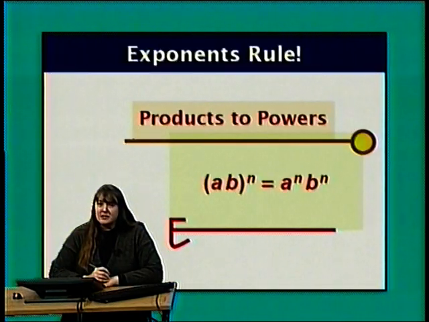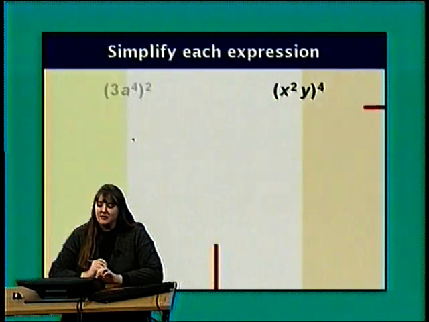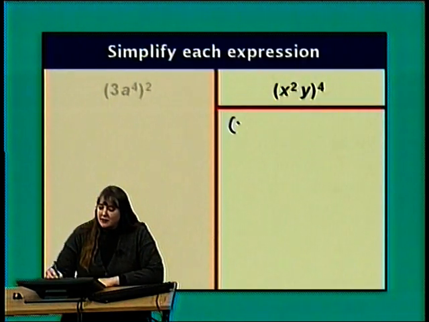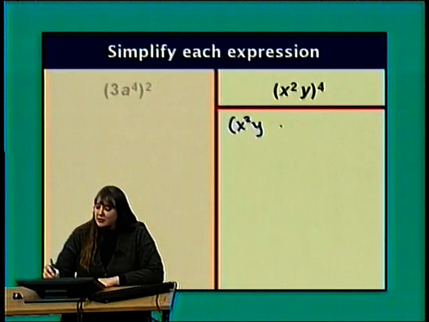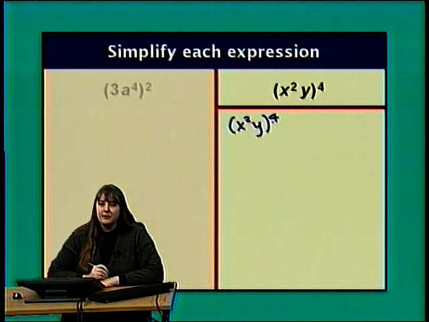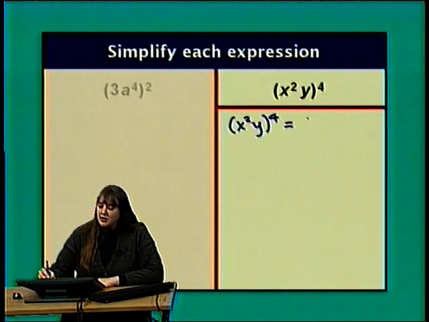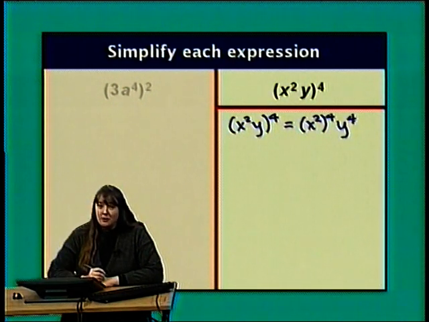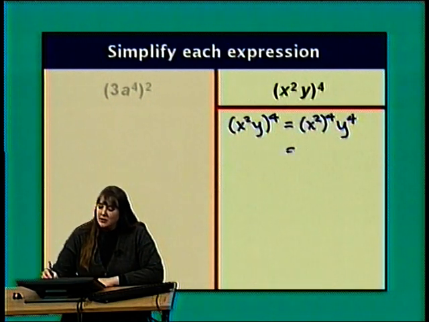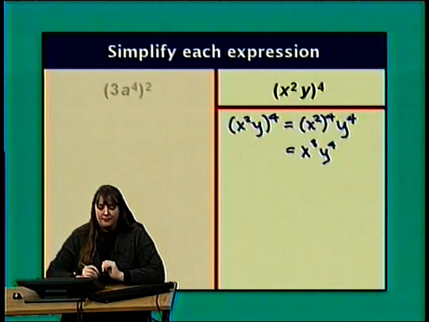Then we looked at the products to powers rule. This says that a power of a product is the product of the powers. Let's look at an example. If I have x squared times y, all raised to the 4th power, this is the product of the powers, so x squared to the 4th times y to the 4th. The other way we can remember this is exponents distribute over multiplication. This simplifies to x to the 8th, y to the 4th.